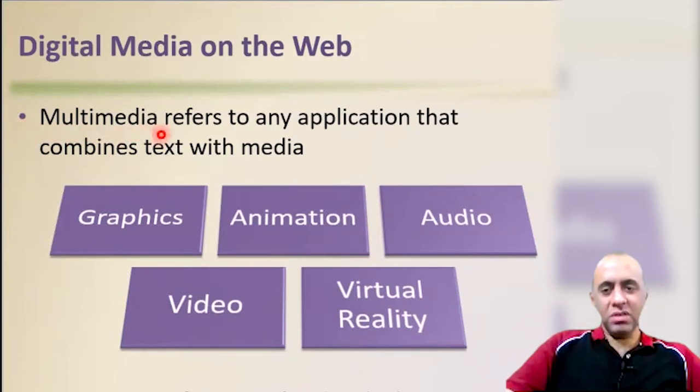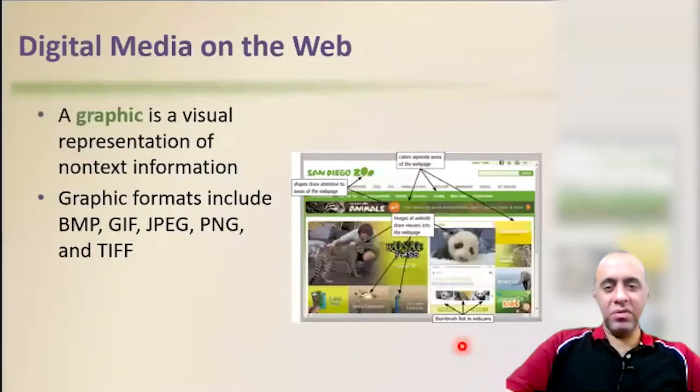And what are different types of multimedia? Different types of media are like graphics, animation, audio, video, and virtual reality. All of these things are just types of multimedia we have.